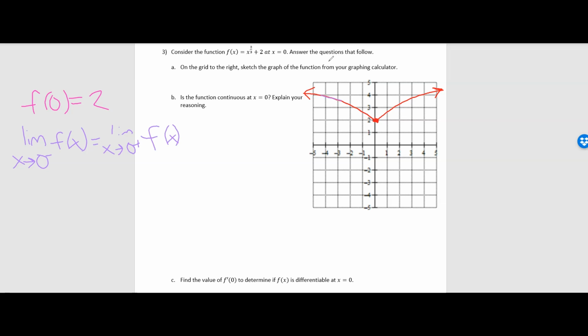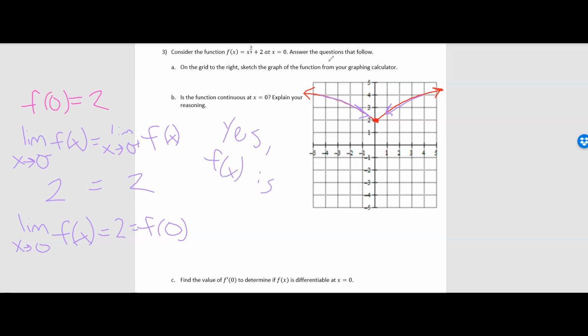Well, as we come in from the left-hand side, we're approaching 2. And as we come in from the right-hand side, we're also approaching 2. So again, this means that the actual limit, the limit as x approaches 0 of f of x, is equal to 2. And that is also equal to f of 0. So yes, the function is continuous at x equals 0.